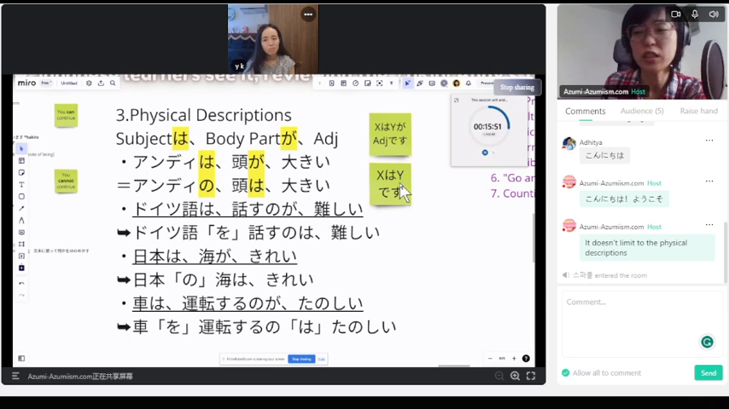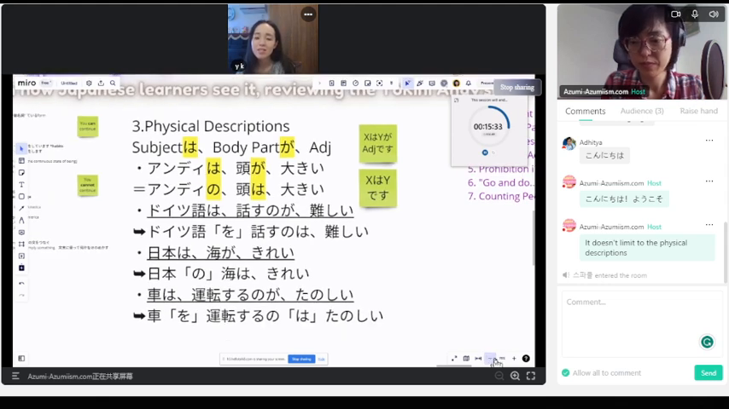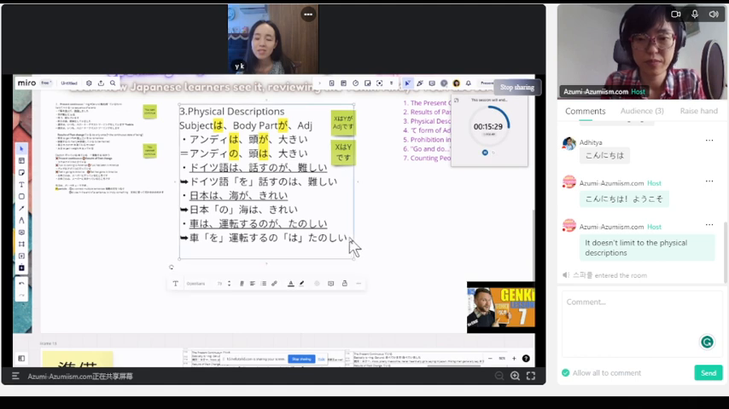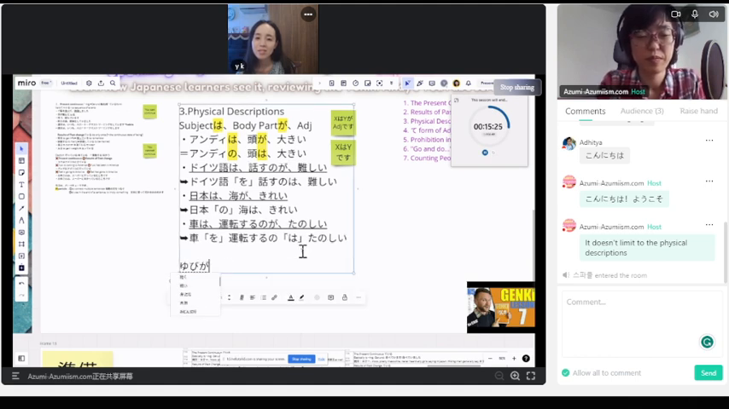So, basically the body part, a ga particle, and then an adjective. And there are some expressions like se ga takai, se ga hikui. We'll look at those in a few minutes. But basically, here are some simple example sentences. We've got yubi, yubi ga mijikai. My fingers are short. Mimi ga chiisai. My ears are small.